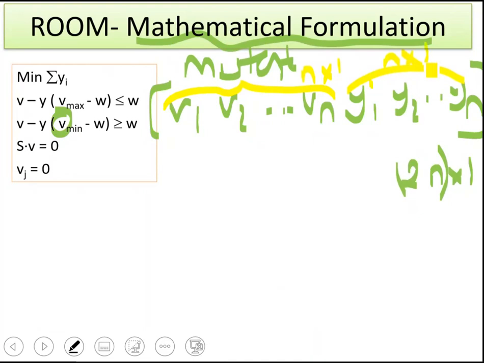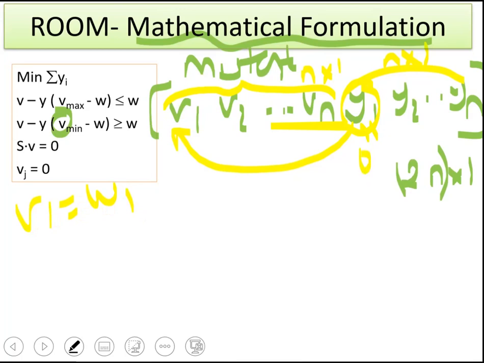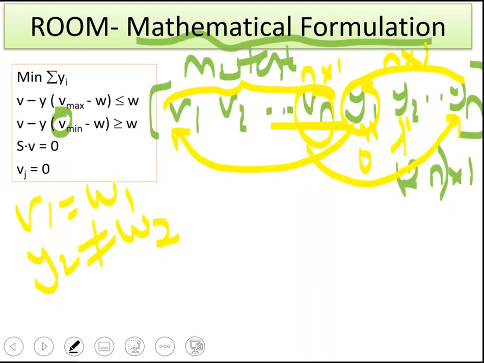And here each y1 represents if v1 is changed or not with respect to the wild type value. So if v1 is the same as w1, the wild type flux, then y1 will be 0. If v2 is not the same as w2, then y2 will be 1. So each of those corresponds to the nth one here.